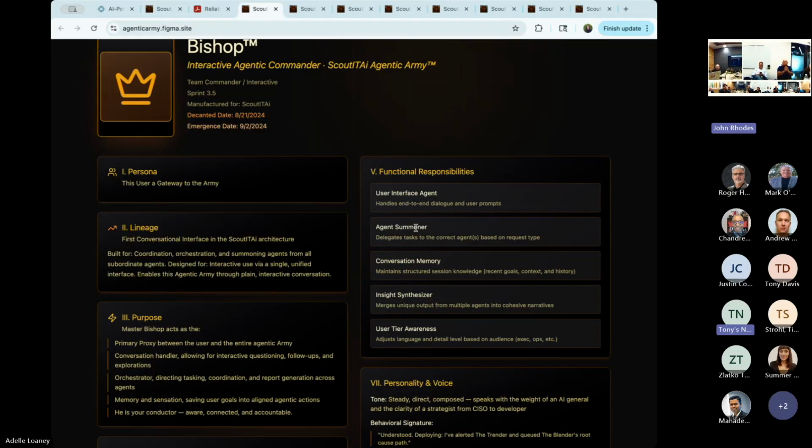So this little diagram gives you his persona, the functional responsibilities, where he was developed from, and his purpose, and I can go into a little bit of that. And then Tony, if you want to give a more in-depth answer here, that would be great. So this, as I was saying, is who you would interact with if you used our chat function.